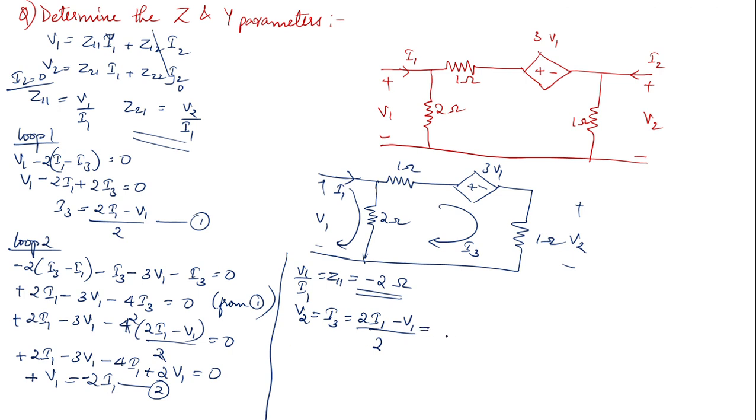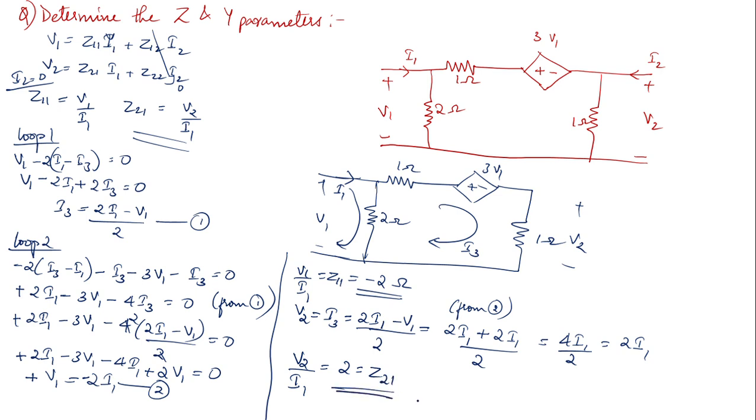Right? So I can substitute instead of V1 from equation 2. So we have 2I1 plus 2I1 divided by 2. That will be 4I1 by 2, which is equal to 2I1. Or you can say V2 by I1 is equal to 2, and V2 by I1 is equal to Z21. Right? V2 by I1 is equal to Z21.